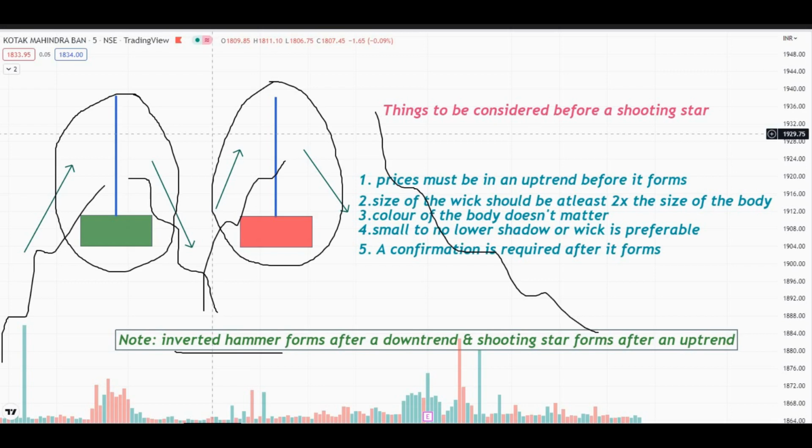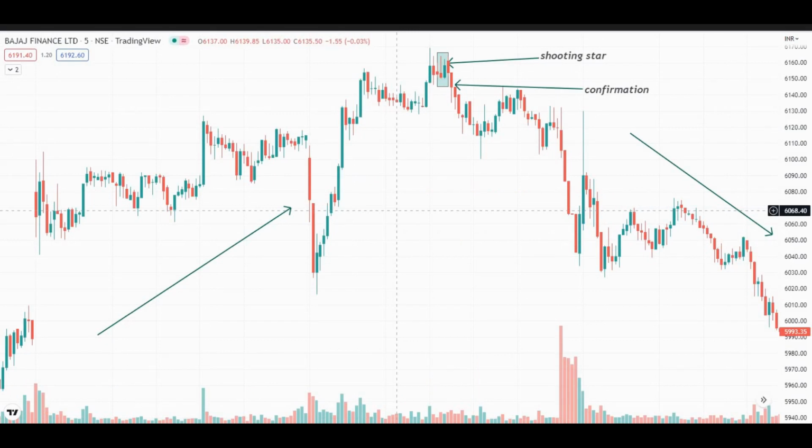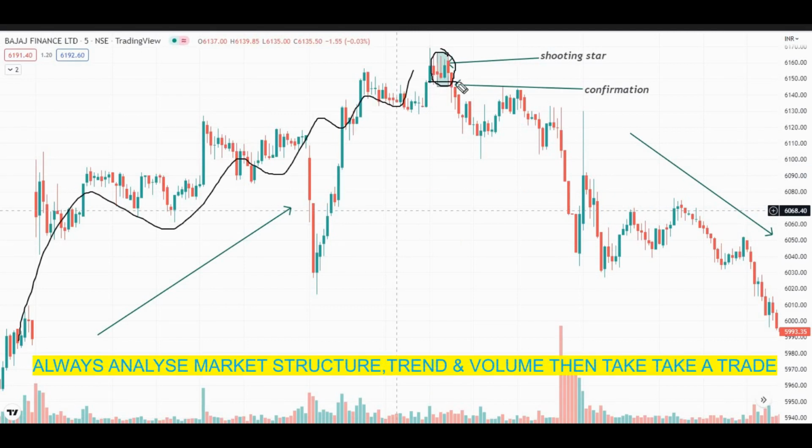So now let's look at some examples. See, prices are in a very strong uptrend, then a shooting star forms, it breaks the low of the shooting star and the trend changes from up to down.